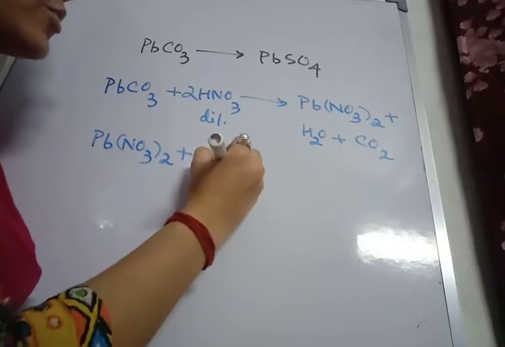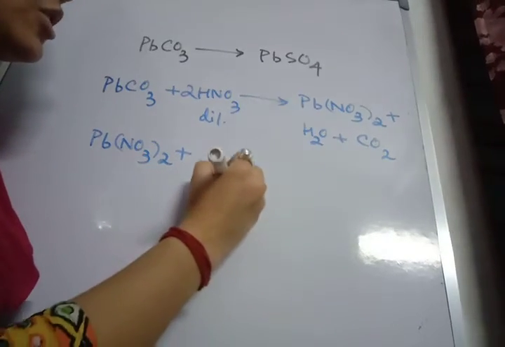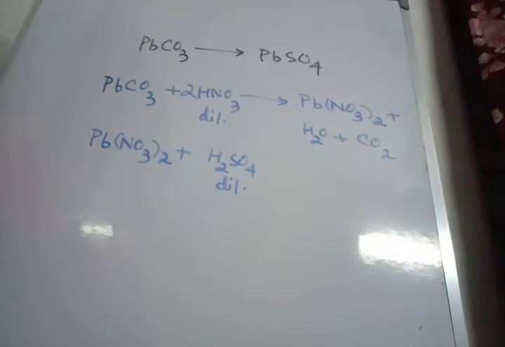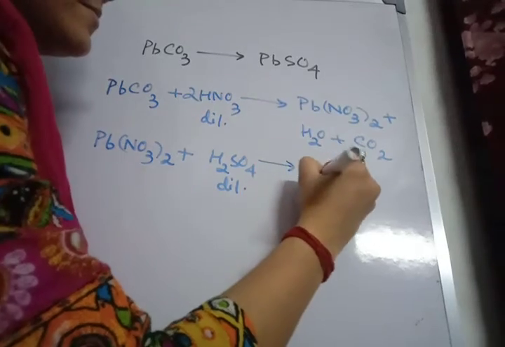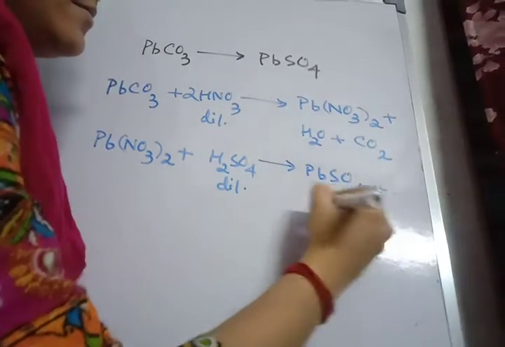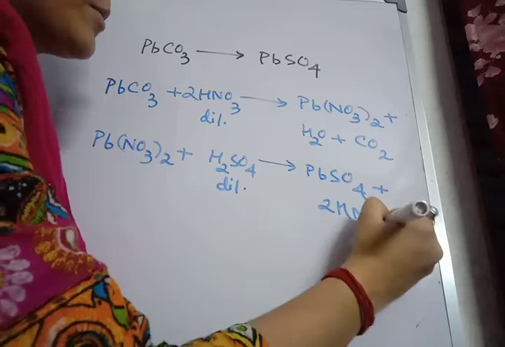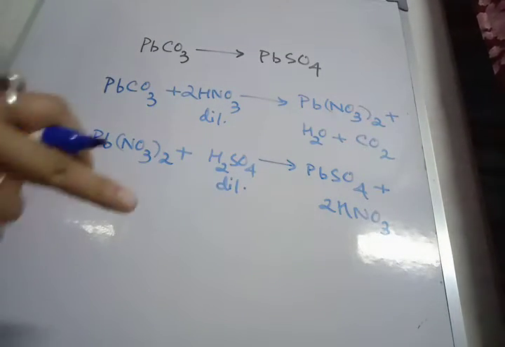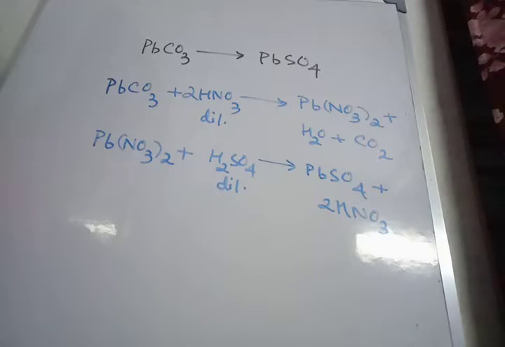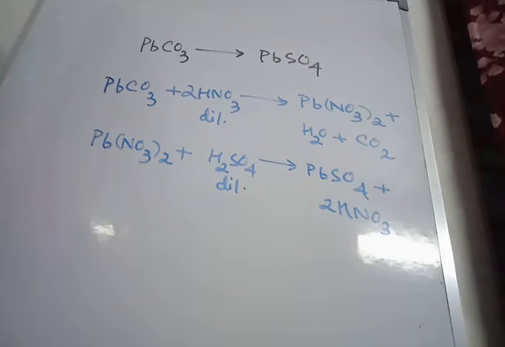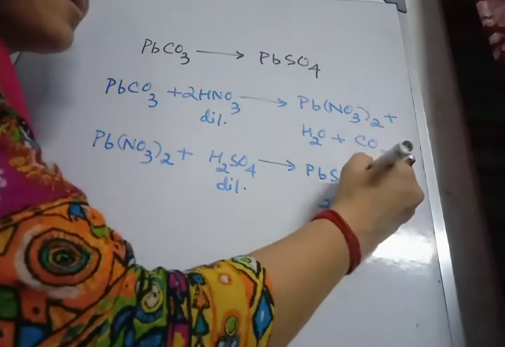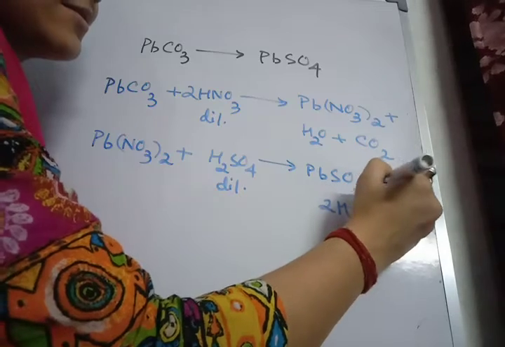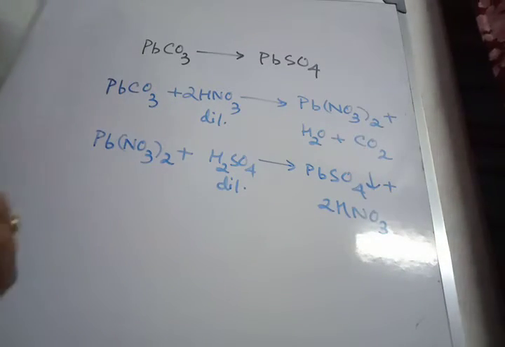Now this lead nitrate is made to react either with dilute sulfuric acid or with sodium sulfate solution to form lead sulfate. That means whenever we want to prepare an insoluble salt from another insoluble salt, we have to go via a soluble salt. So this is the way we prepare that. Now this lead sulfate is a white precipitate, insoluble in all mineral acids.